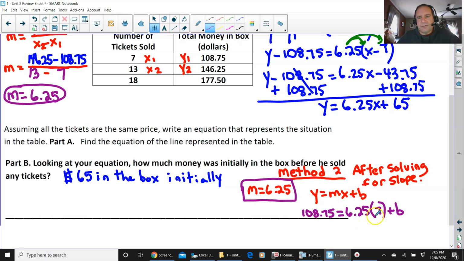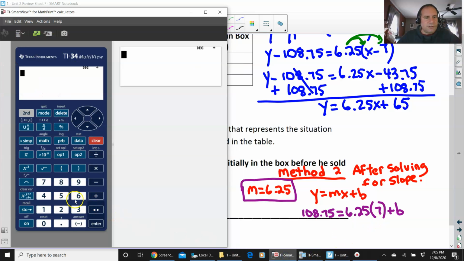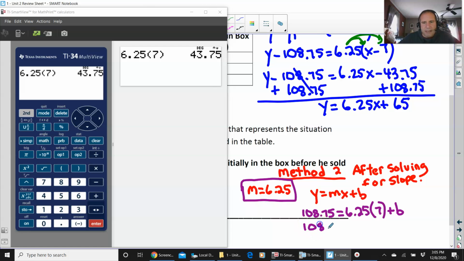I did 6.25 times 7 in my calculator, and I get 43.75. Let me just put that down. 108.75 equals 6.25 times 7 is 43.75, and that's all plus b. Now, if I move this 43.75 over to this side, you have your y-intercept.